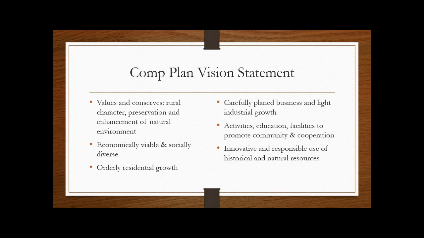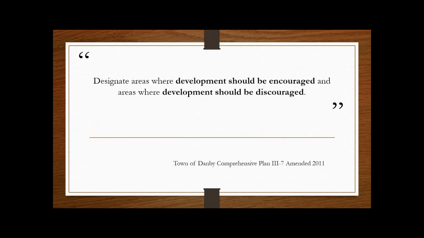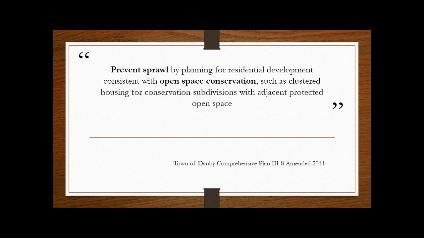And getting deeper into the comp plan, there's specific calls for designating areas where development should be encouraged and areas where development should be discouraged. Most of what we're talking about today is tools for areas where development should be discouraged, but there's certainly also other areas where it should be encouraged. The plan calls for preventing sprawl by planning for residential development that's consistent with open space conservation. There's a lot of ways to do that. Some of them listed in the comp plan are clustering housing for conservation subdivisions with adjacent protected open space, but that's not the only way.